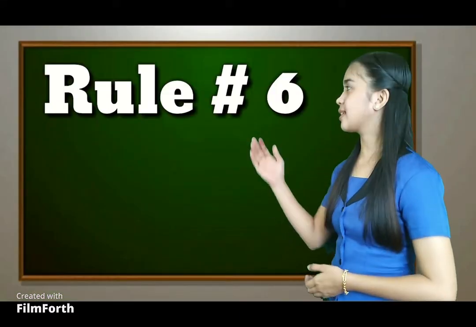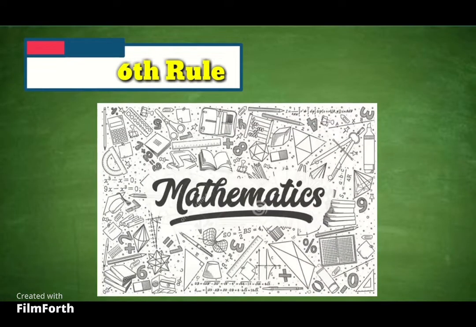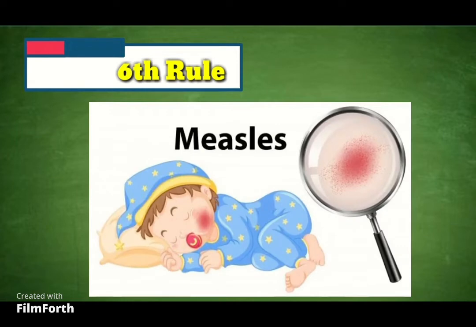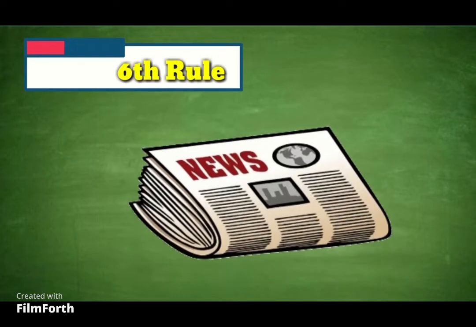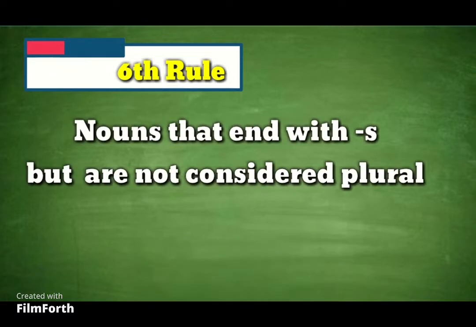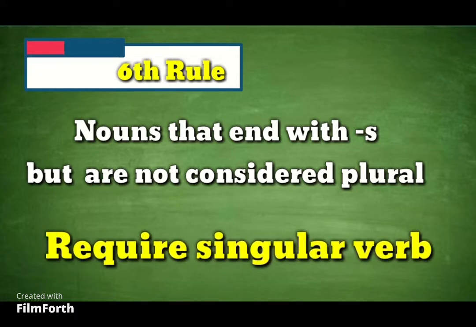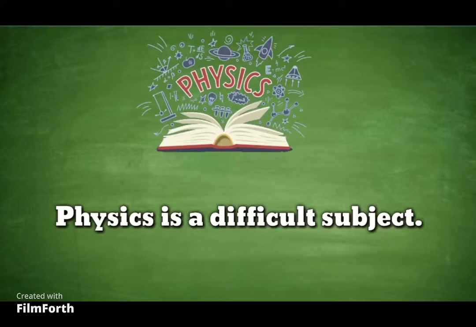Rule number 6. Words such as mathematics, measles, physics, news, and the like are nouns that end with S but are not considered plural. These nouns require a singular verb. Example: Physics is a difficult subject.